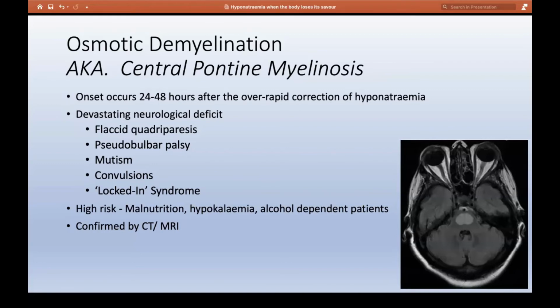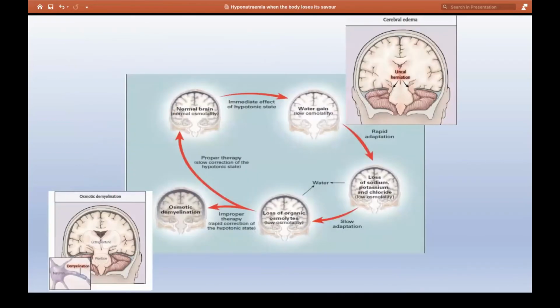They are locked in. So when you do an MRI, you see that there's a hyperintense area in the pontine region. That's how this word central pontine myelinosis arises. So be mindful not to treat the patient in an overzealous way. So what happens there? If you take your left lower picture, improper therapy causes rapid correction of these electrolytes. There is demyelination occurring in the brain, and there will be these manifestations coming.